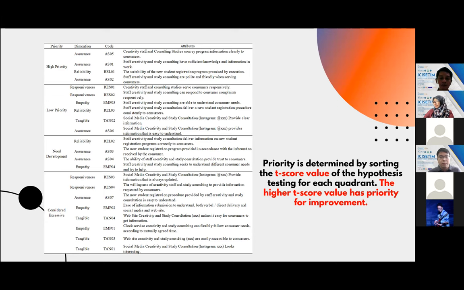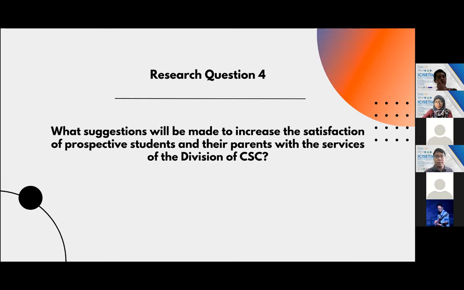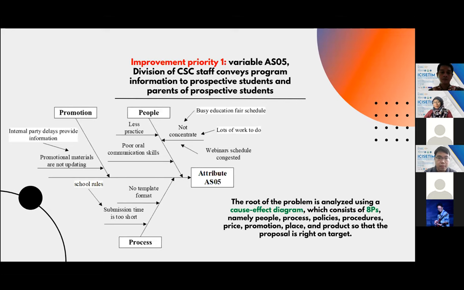What suggestion will be made to increase the satisfaction of the prospective students and their parents with the service of the division of creativity and student consulting? For improvement priority one, for example, variable assurance 5, the division of creativity and student consulting staff conveys the program information to prospective students and their parents. So I made the cause-effect diagram, which consists of 8 Ps, namely people, process, policies, procedure, price, promotion, place, and product, so that the proposal is right on target.